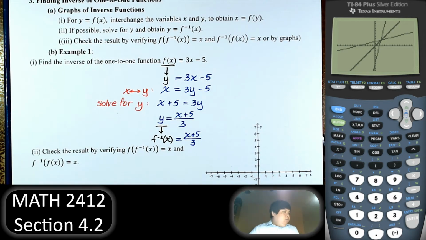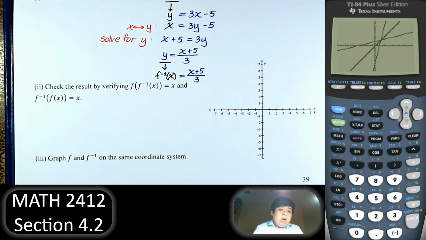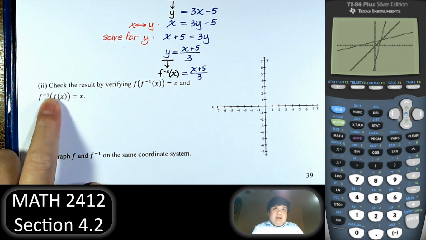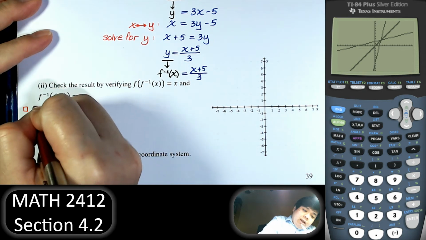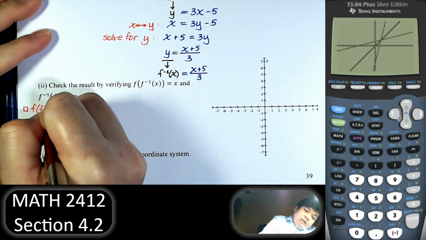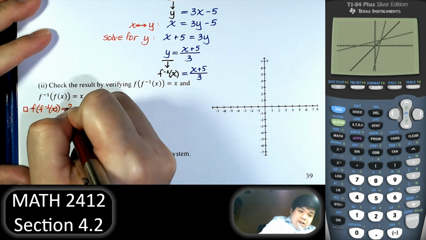Right? So yeah, simple enough. That's how we find the inverse. Now check by verifying indeed they are inverse by the combination of the function and the inverse. So we're going to check both of them. f of f inverse, is that equal to x?